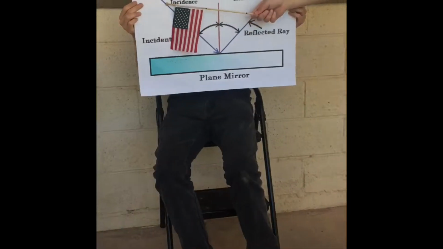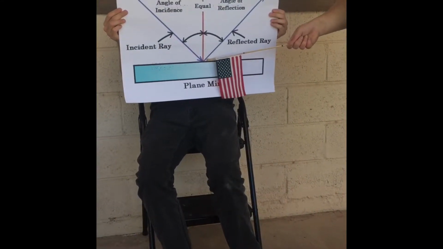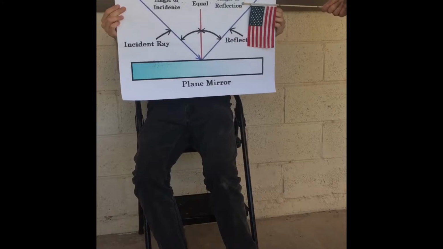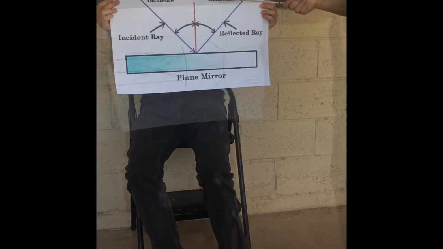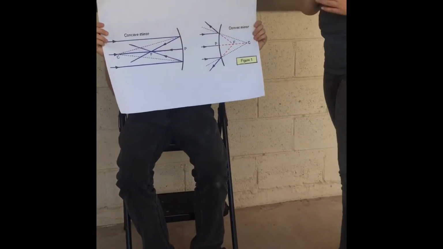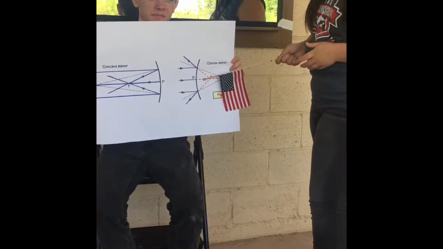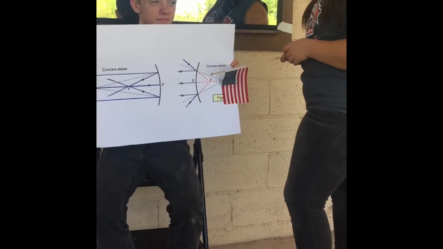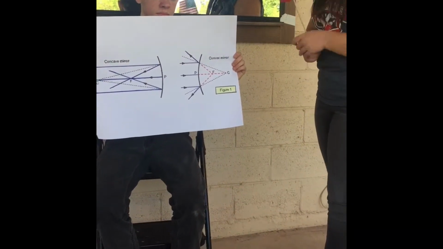When an incident ray is reflected off a plane mirror, the angle of incidence and the angle of reflection are the same. When an object is reflected off of this mirror, the image that is formed is inverted, shrunken, and real. When an object is reflected off of this mirror, the image that is formed is enlarged, upright, and virtual.